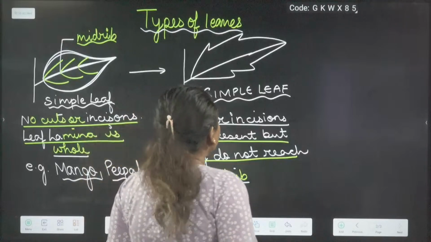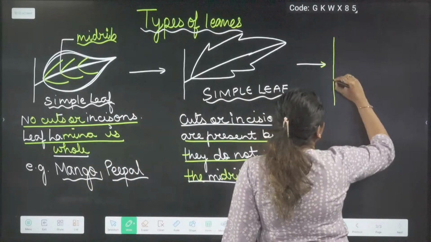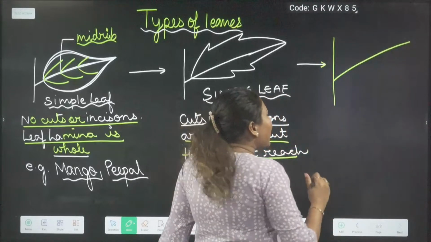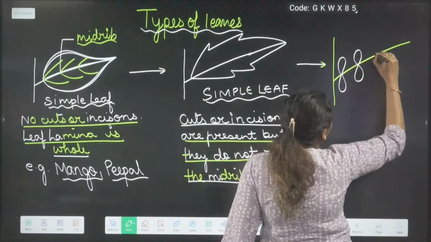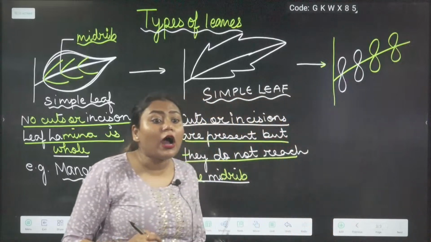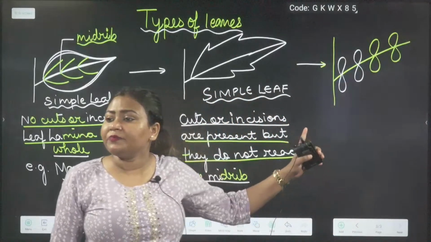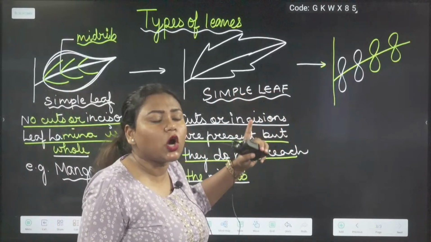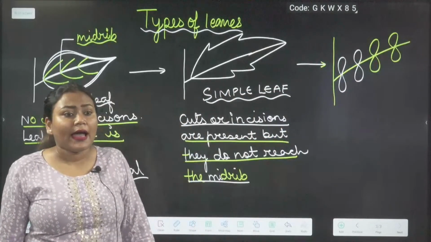Now, this is your simple leaf. Now, suppose I cut the leaf. See over here, this is your midrib. Boys and girls, this is your midrib. Now I have cut the leaf in such a way that it is generating what? Leaflets. Can you see? I have cut the leaf now in such a way that the cuts or incisions have reached the midrib. Am I clear? Yes or no?